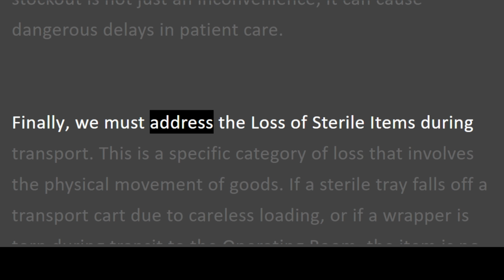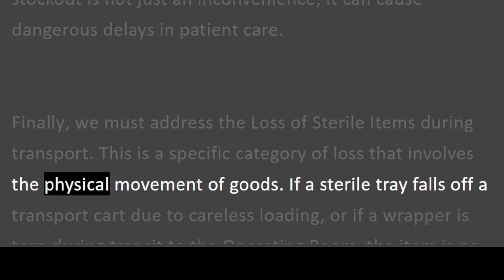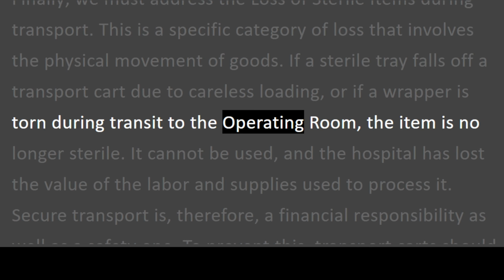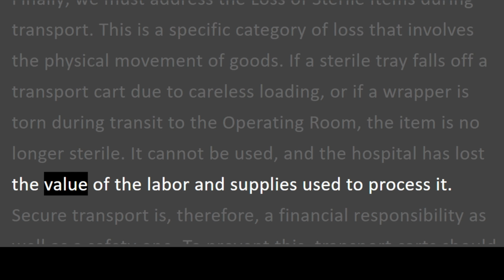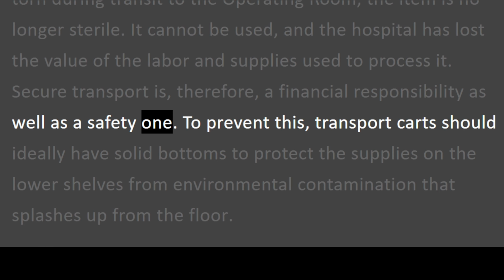Finally, we must address the loss of sterile items during transport. This is a specific category of loss that involves the physical movement of goods. If a sterile tray falls off a transport cart due to careless loading, or if a wrapper is torn during transit to the operating room, the item is no longer sterile. It cannot be used, and the hospital has lost the value of the labor and supplies used to process it. Secure transport is, therefore, a financial responsibility as well as a safety one.